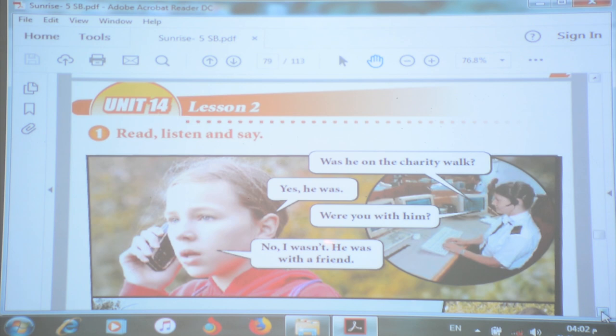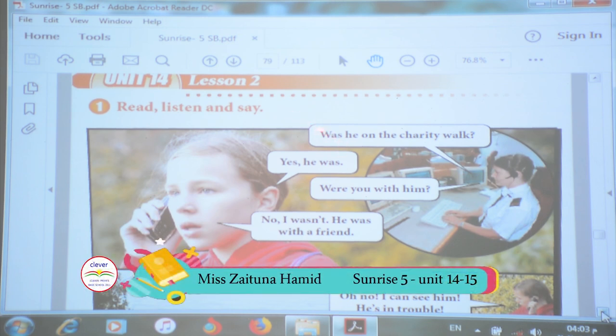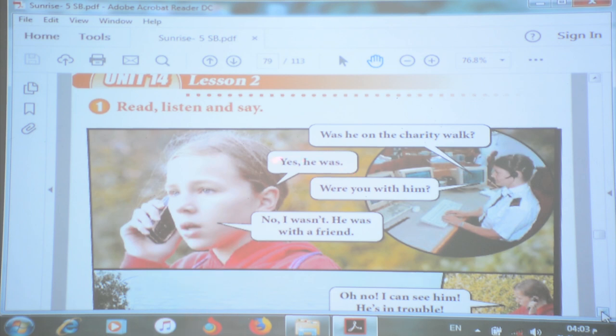Unit 14, lesson 2, we have conversations about the past. Look here. Was he on the charity walk? She said, was he on the charity walk? If you want to make a question, you should use the verb to be, was, first. Afterwards, you should put the pronoun he, okay? Was he. Why do we use was here? Because it's singular. For the past, you should use was. And the answer, she said, yes, he was. It's positive, and after yes you should put he, and was after him.